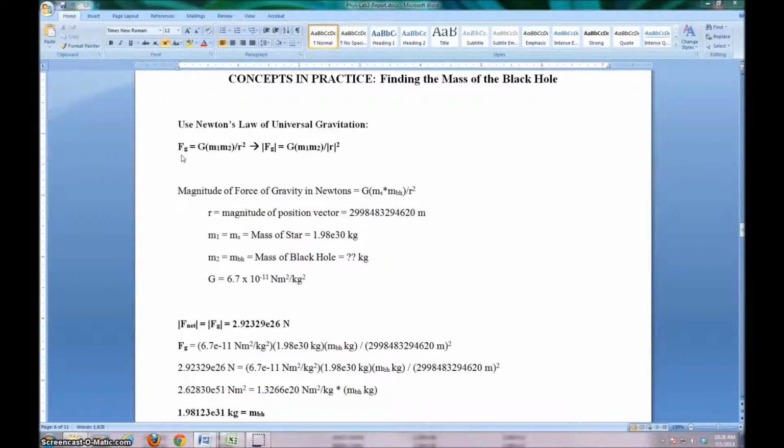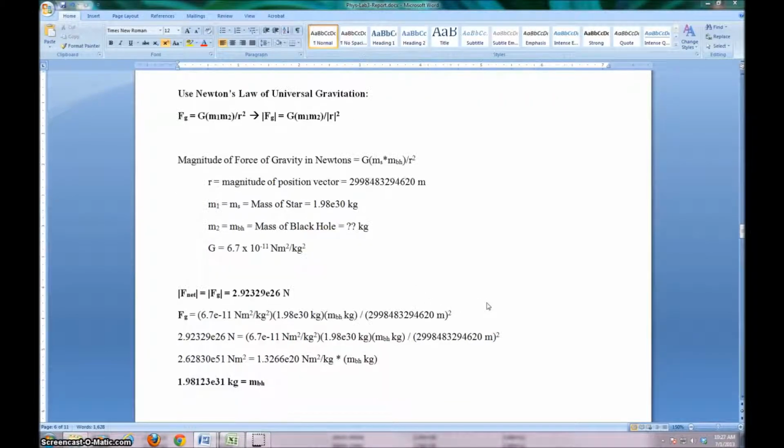Now we can use our force data along with Newton's law of universal gravitation to calculate the mass of the black hole. We know the magnitude of our net force, and we know that this is coming from gravity. If we plug in our data using the position vector that corresponds to our force as r, we can calculate the mass of our black hole to be 1.981 times 10 to the 31st kilograms.